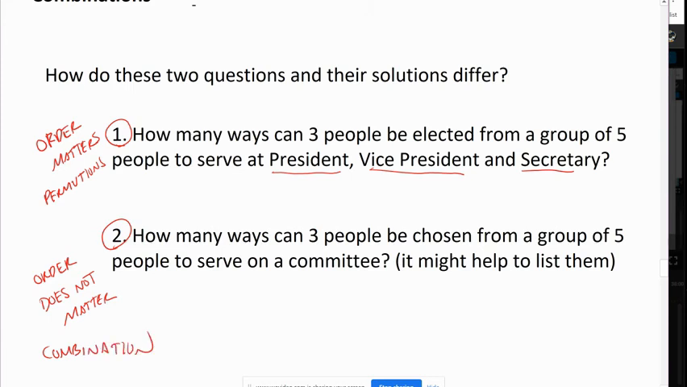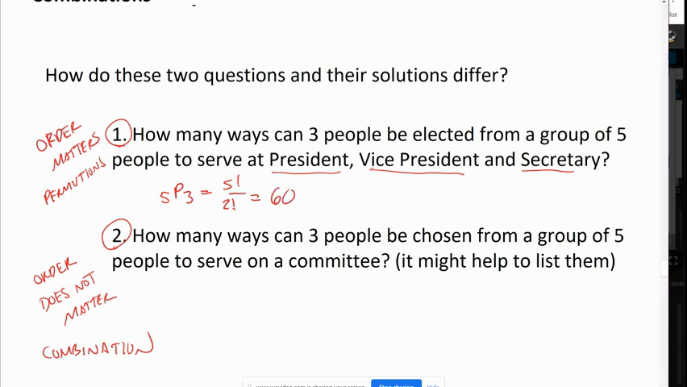And so here we can say we have 5 people. We're permuting 3 of them. And so that is going to be 5 factorial over 2 factorial. And that is 5P3, which is 60. So there's 60 different ways for that to happen.